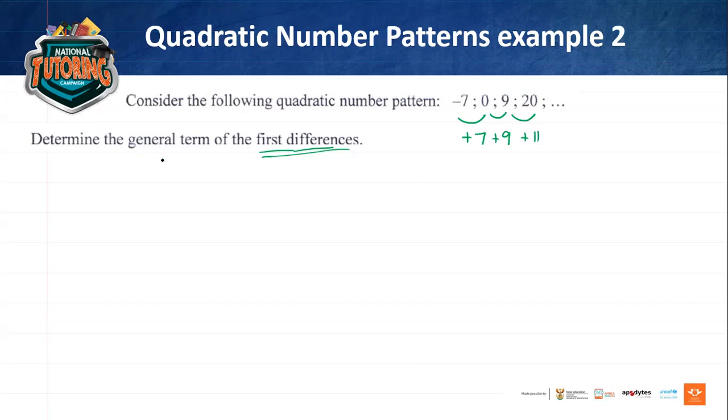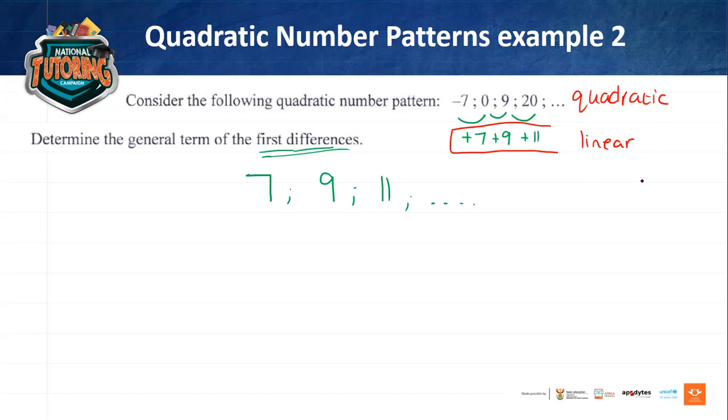So it is saying, consider a new number pattern, 7, 9, 11, and so on. What is the general form for this pattern? And now what you should notice, and what is true all the time for quadratic number patterns, is that its first difference pattern, this 7, 9, 11, etc., is a linear pattern. It will always be that case. If you have a quadratic pattern to start with, then its first differences will be linear.